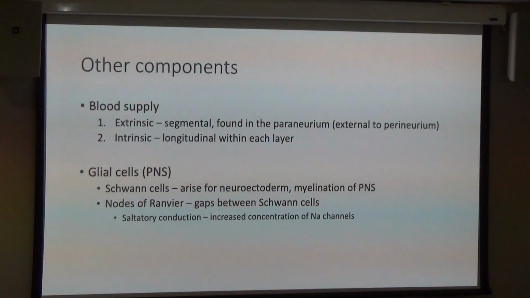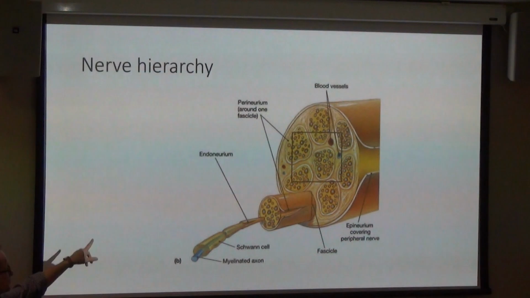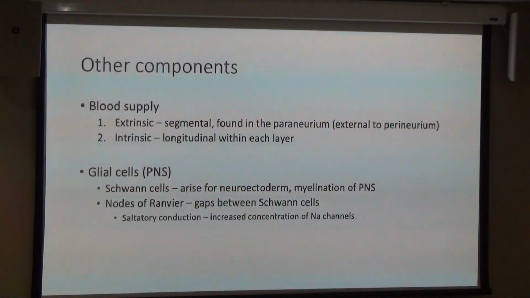Right? So other components, the blood supply. Nerves have two types of blood supply. Extrinsic, which is normally segmental. All the way along the course of the peripheral limb, there are perpendicular blood vessels dropping down onto the epineurium and perineurium, and that's external, and that's the vasa nervorum. And then intrinsic, the blood vessels within the nerve, and they go all the way down the length of the nerve.